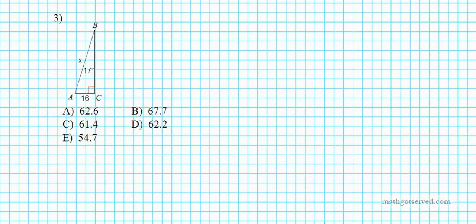Okay, let's take a look at number 3. For question number 3, we are actually looking for a side length this time. For number 3, we are to find x. Now the angle given is 17 degrees. We're also given this side and x. So the question is, what ratio relates this angle 17 degrees with these two sides?